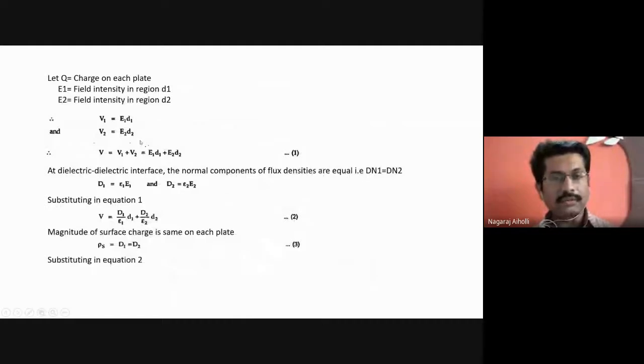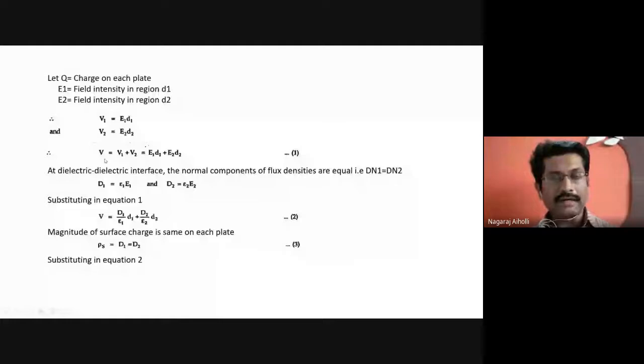Then according to the superposition principle, the total voltage is given by the sum of these two voltages. So it is V1 plus V2. V1 is E1 d1, V2 is E2 d2. Add these two. That will give the total voltage according to the principle of superposition.